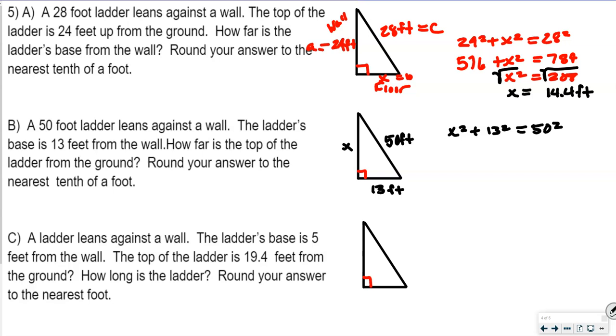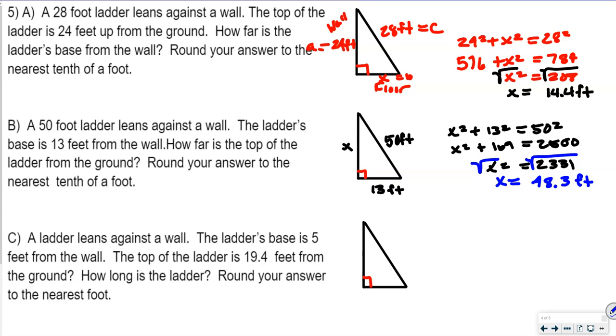So that's going to be x squared plus 169 equals 2,500. Subtract the 169 from the 2,500. When I did that, I got 2,331. So x squared is equal to 2,331. Take the square root of both of those. So x here, again, it says round to the nearest tenth of a foot, is 48.3 feet. Okay?